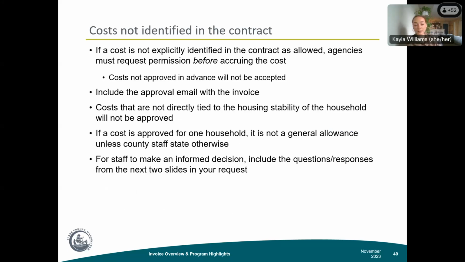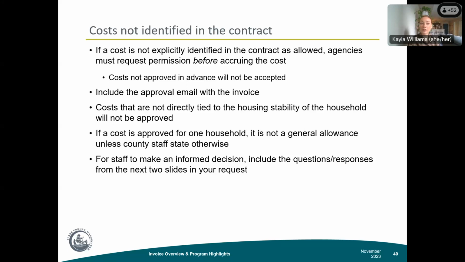Costs that are not identified in the contract need to get approval from your county contact before accruing the costs. So that's again, ask for permission, not forgiveness. Costs that are not approved in advance will not be accepted. Include your approval email with your invoice submission. Costs that aren't directly tied to housing stability will not be approved unless previously discussed and worked through with your program coordinator.